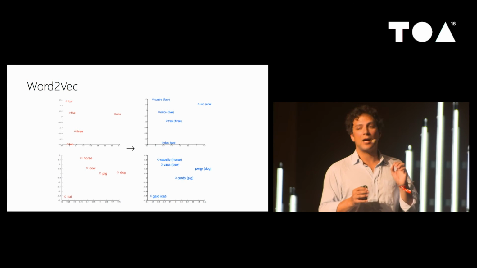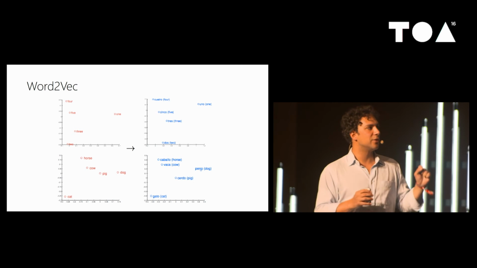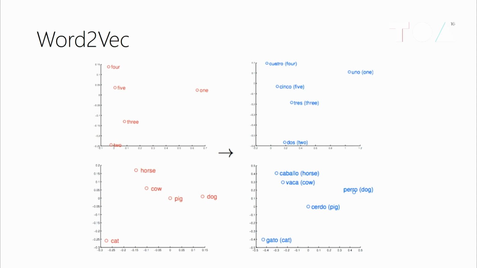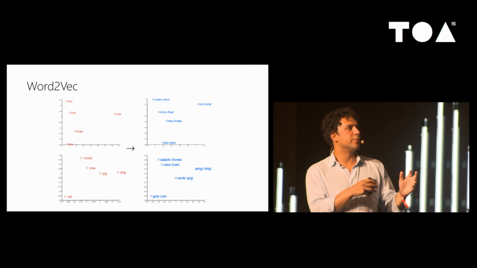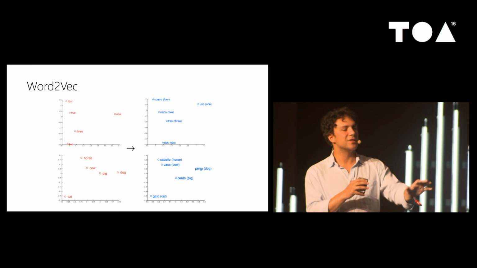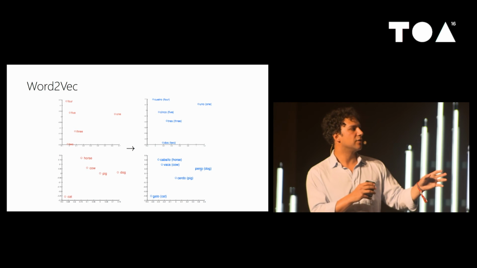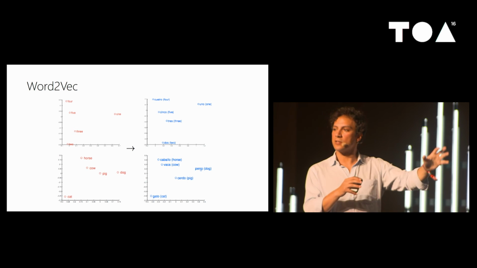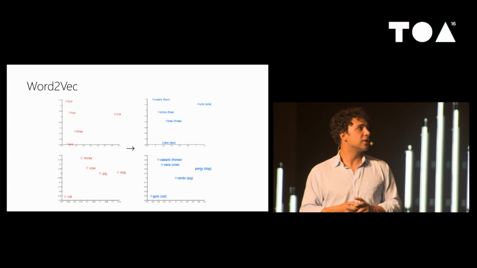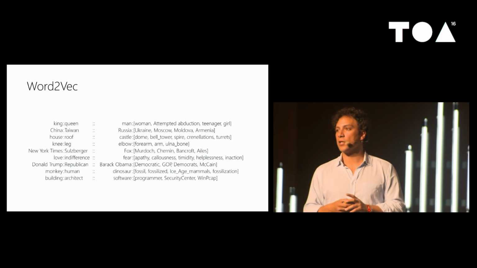So here, if we train the exact same model in English, and then we train it on Spanish, and then we map out where the words end up, you can see that on the left is a map of where the words end up in English, and on the right in Spanish, and you can see the structures are roughly the same. It sort of understands that the relationship between 1, 2, 3, 4, and 5 is the same in both of these languages, and the relationship between cat, horse, cow, pig, dog is the same in both languages. And it even gets all these more interesting relationships.